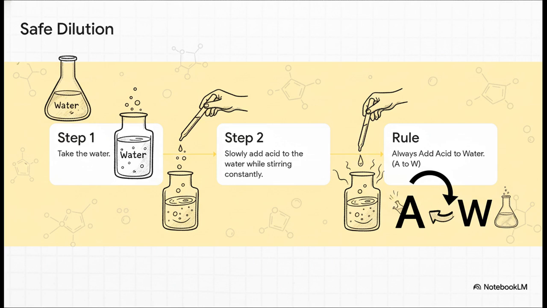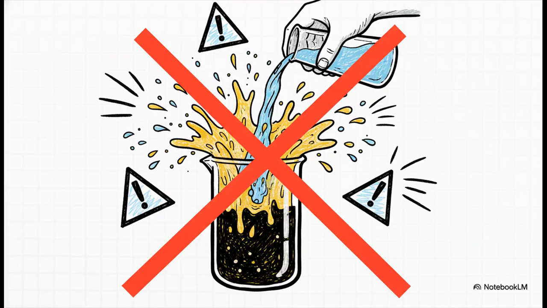A to W. And what happens if you do it the wrong way? If you add water to the concentrated acid, a huge amount of heat is generated all at once. This can cause the water to boil and splash the acid out of the beaker. This is extremely dangerous and can cause severe burns, so please always remember the correct way.